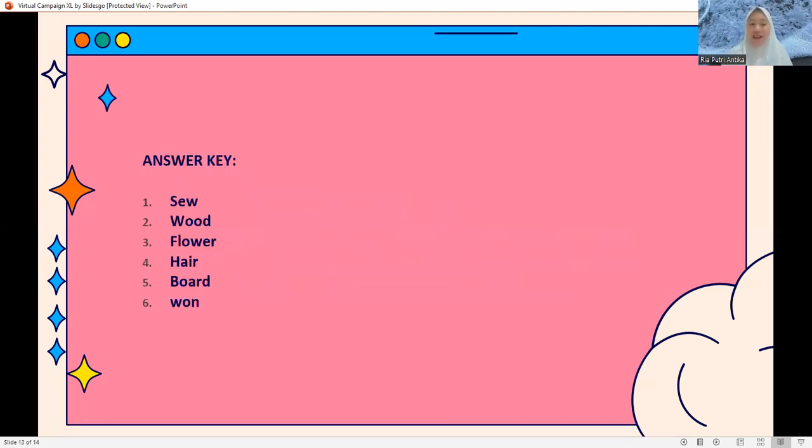And here is the answer key. How many points did you get? If you got all correct, you are excellent. Okay.